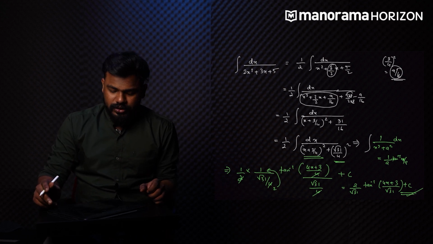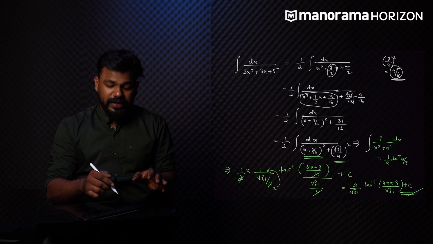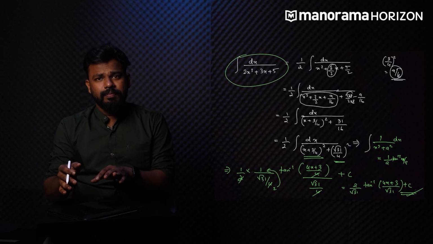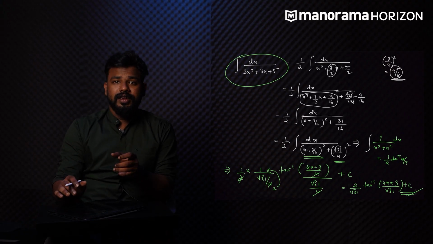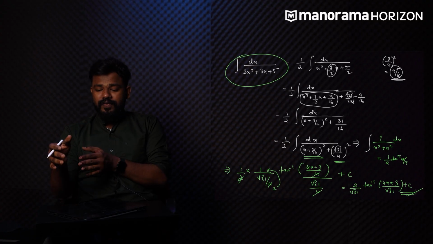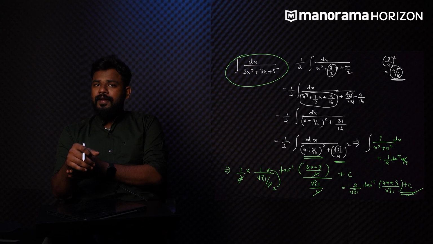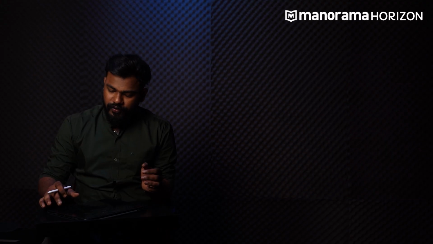Understood? So we have used which one? The particular functions that we have learned now. The question actually did not look like that, but when we converted it using the quadratic rules, completing the square methods and all, we got a form of 1 by x square plus a square, and we integrated it. I hope this was useful to all of you.